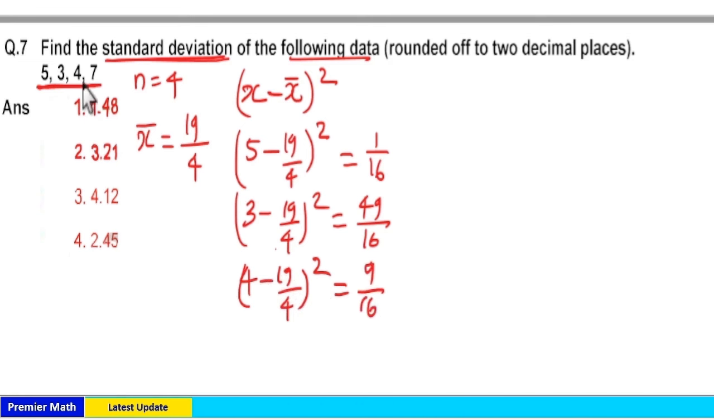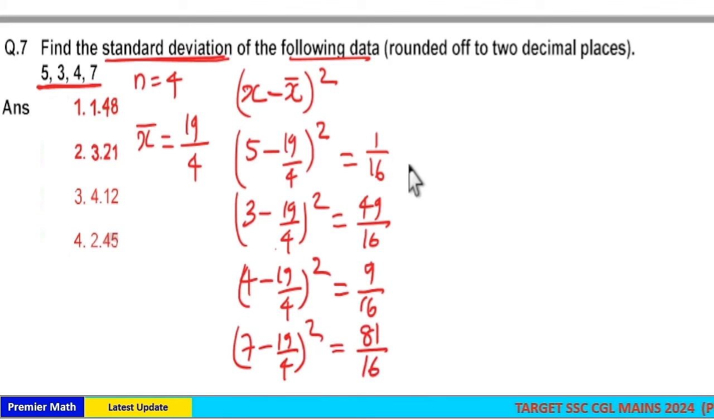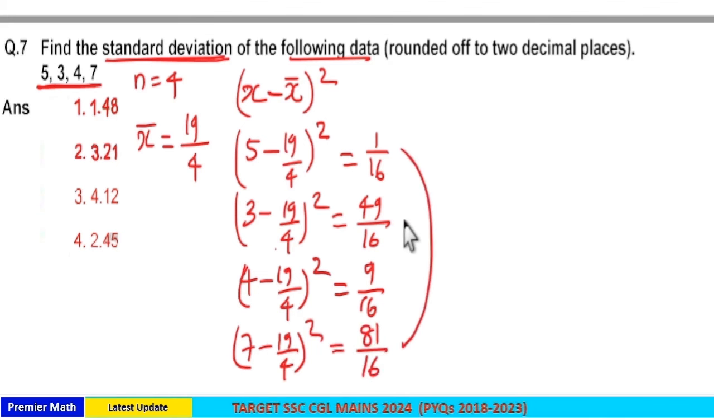Again 7 minus 19 by 4 the whole square. 4 into 7, 28. 28 minus 19 is equal to 9. So 9 by 4 the whole square is equal to 81 by 16. Now take the sum of all these terms, which is equal to 1 plus 49, 50, 9 plus 81, 90. So 90 plus 50 is 140. In the denominator you have 16. So the sum is equal to 140 by 16.